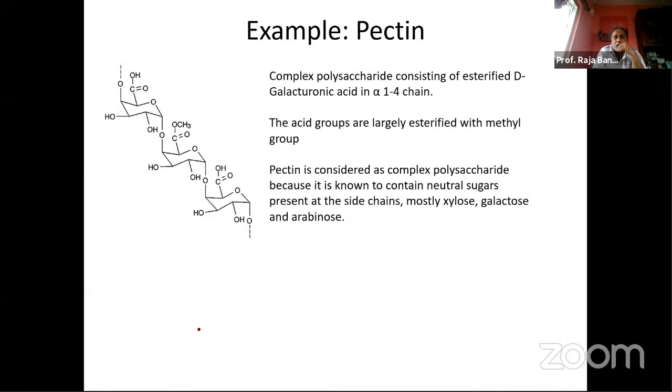One very important example of a carbohydrate polysaccharide is pectin, which has huge use and is the main constituent of cell wall formation.